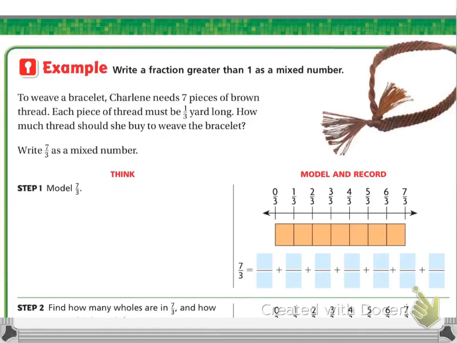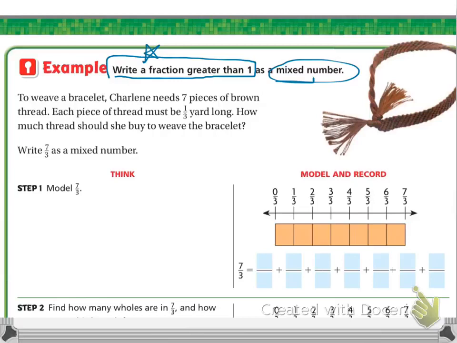Now let's take a look at Charlene's problem. My directions are to write a fraction greater than 1 as a mixed number. Remember, fractions greater than 1 are improper fractions, or we've called them ladies with ugly hats. Now let's take a look at Charlene's problem.